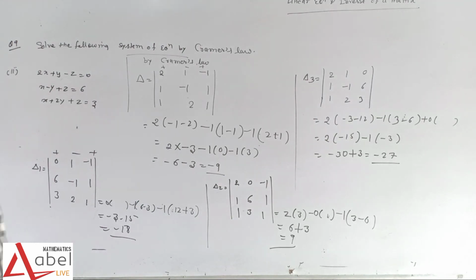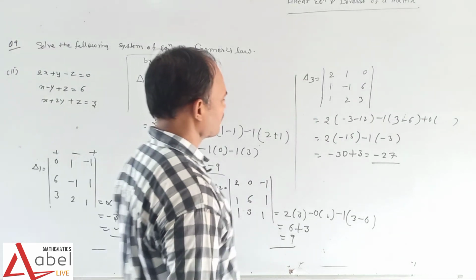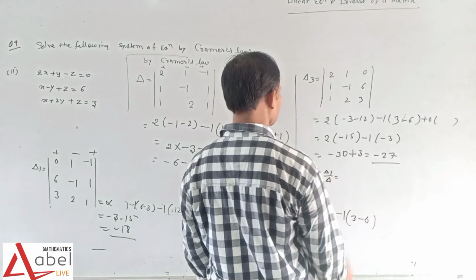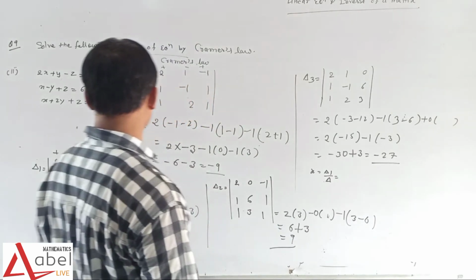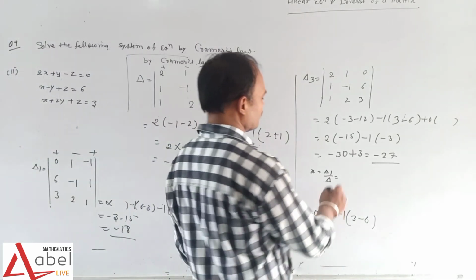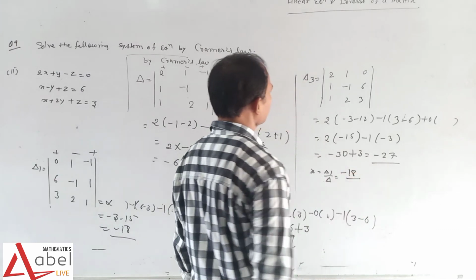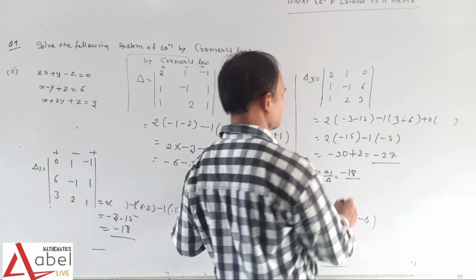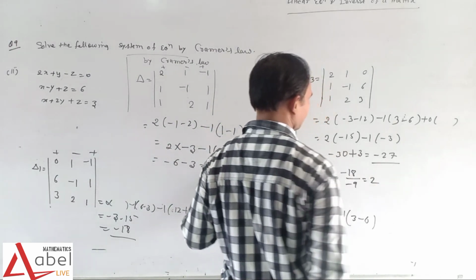Now we have to find the value of x, y and z. So how can we find x equal delta 1 upon delta? You know very well what is the value of delta 1. When we are saying about the delta 1, we can say that the value of delta 1 is minus 18. So it is minus 18. The value of delta is minus 9. So we can say that it is 2.